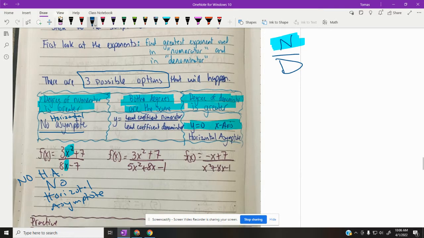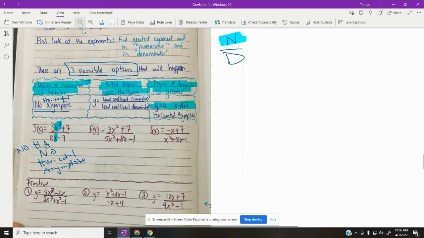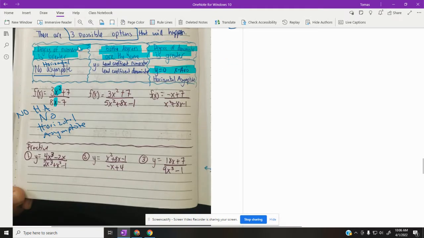So what I'm going to do right now is zoom out, and I'm going to rewrite this down here. We can still have it. I want us just to look at the practice problems. So right here, nope, these two degrees are the same. Oh, look, this one is greater than this one. And since the top is greater, this one would be a no horizontal asymptote.